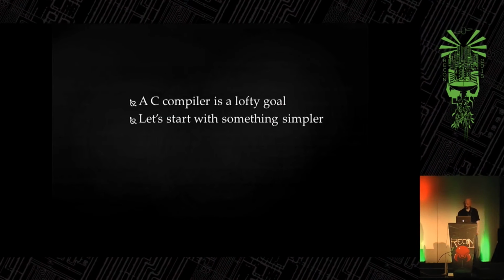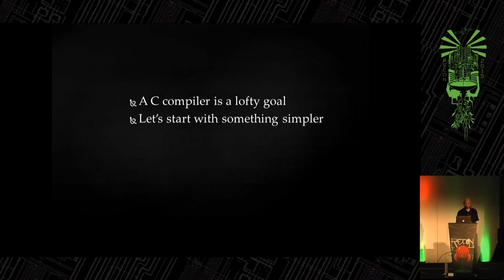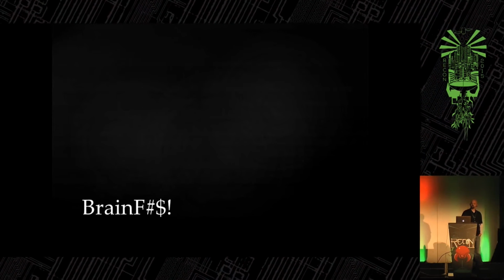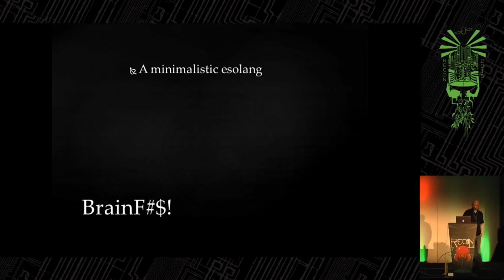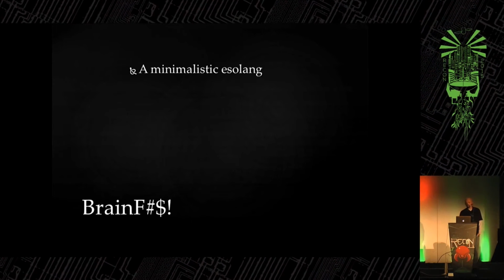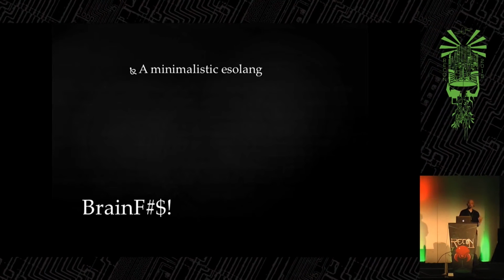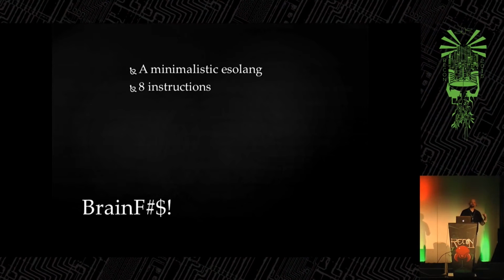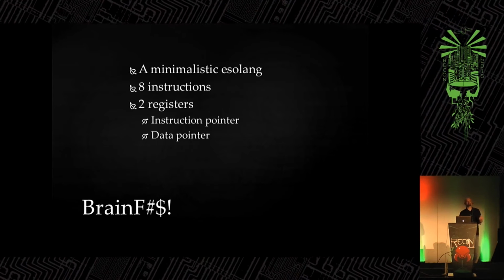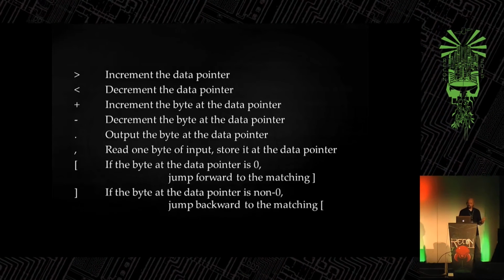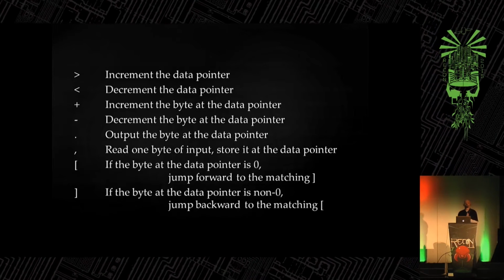I promised a compiler for this talk, but I didn't actually say what we'd be compiling. So we're going to start off with a really, really simple programming language, which some people call something else. I'm going to call this Brain Yucky for the purpose of this talk. Brain Yucky is a minimalistic, esoteric programming language. It's really simple. It's got 8 basic instructions and only 2 registers, an instruction pointer and a data pointer. So these are the 8 Brain Yucky instructions we're interested in.